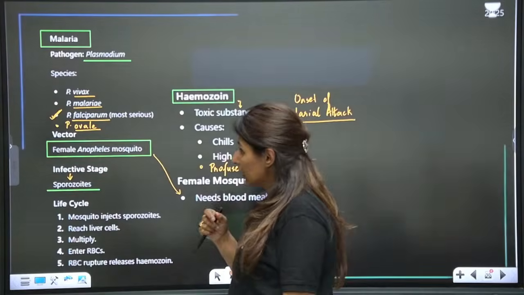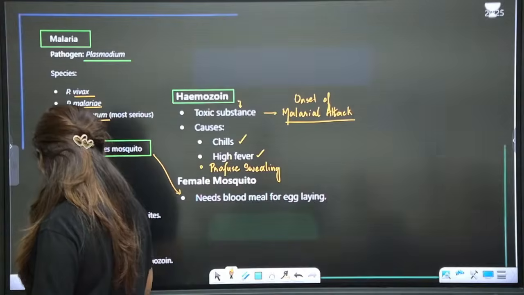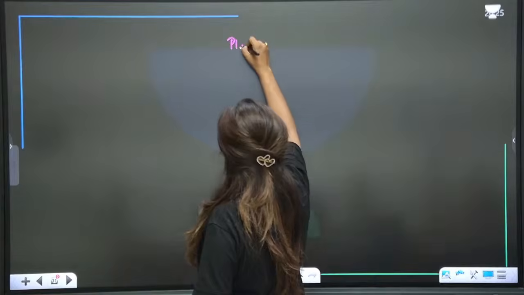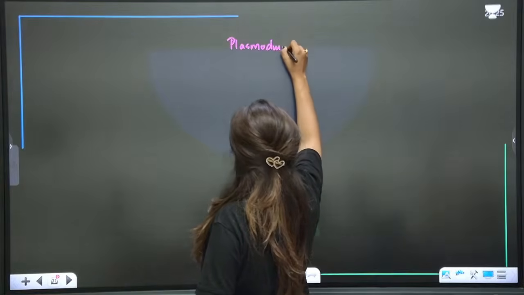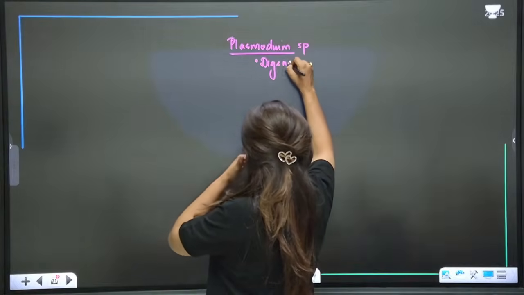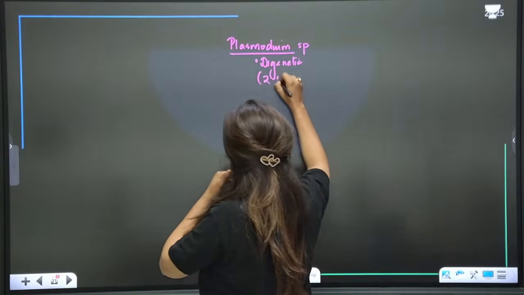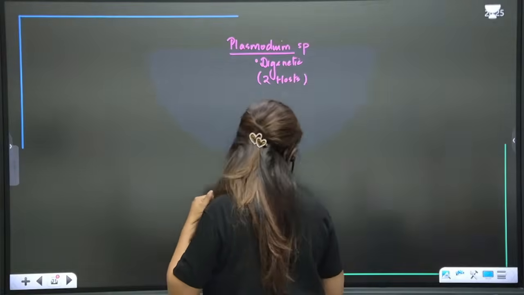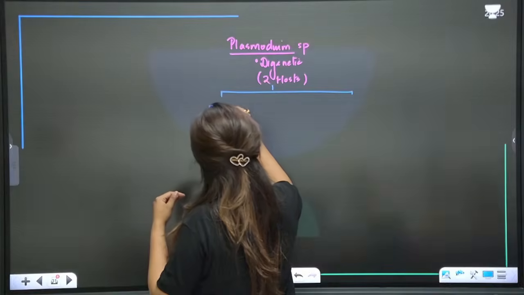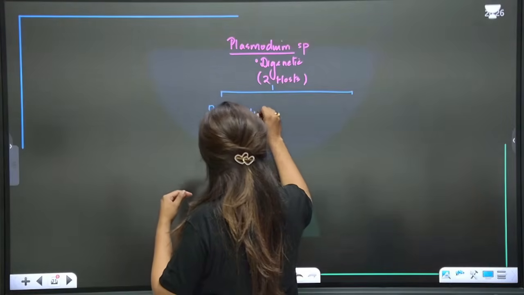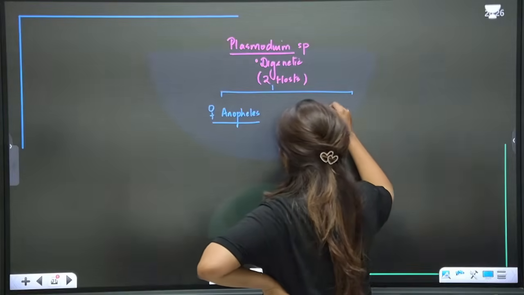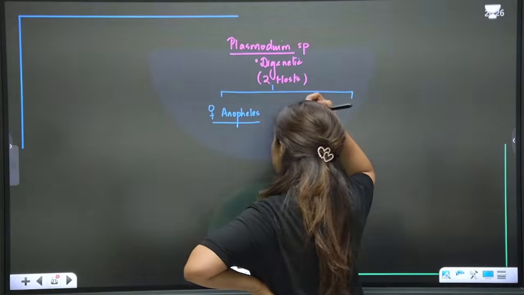Now let's quickly go through the cycle. Now remember, this Plasmodium is digenetic. Plasmodium species, they are digenetic. Digenetic means it needs two hosts to complete the life cycle. So which are the two hosts that I'm going to talk about? One is a female Anopheles mosquito, and then we have human.